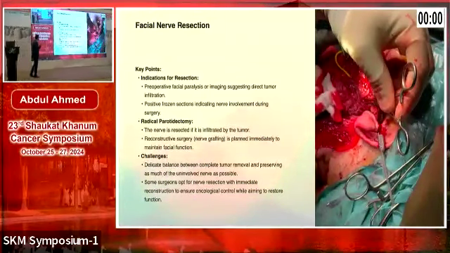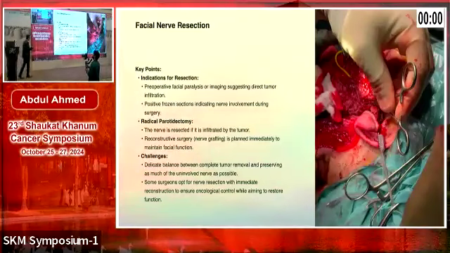So, indications for resection: preoperative facial paralysis, or imaging suggesting direct tumor infiltration, which you're hardly ever going to get. Or, when you do frozens, you get positive nerve involvement during surgery. Frozens are notoriously unreliable. You can't always rely on them. My pathologists don't swear by it. So it's always a funny one.